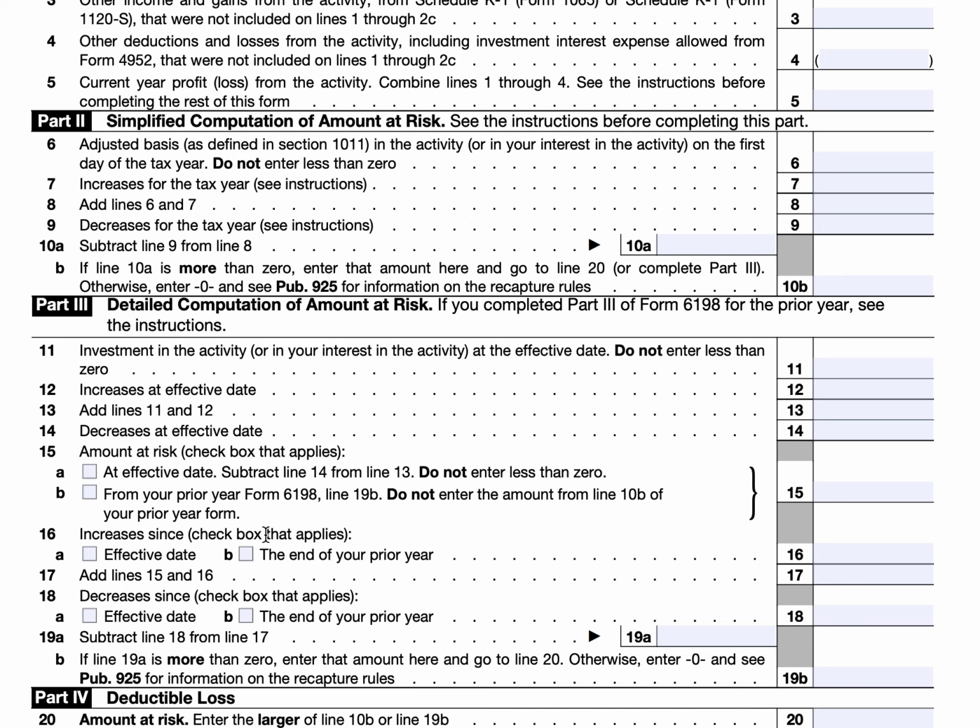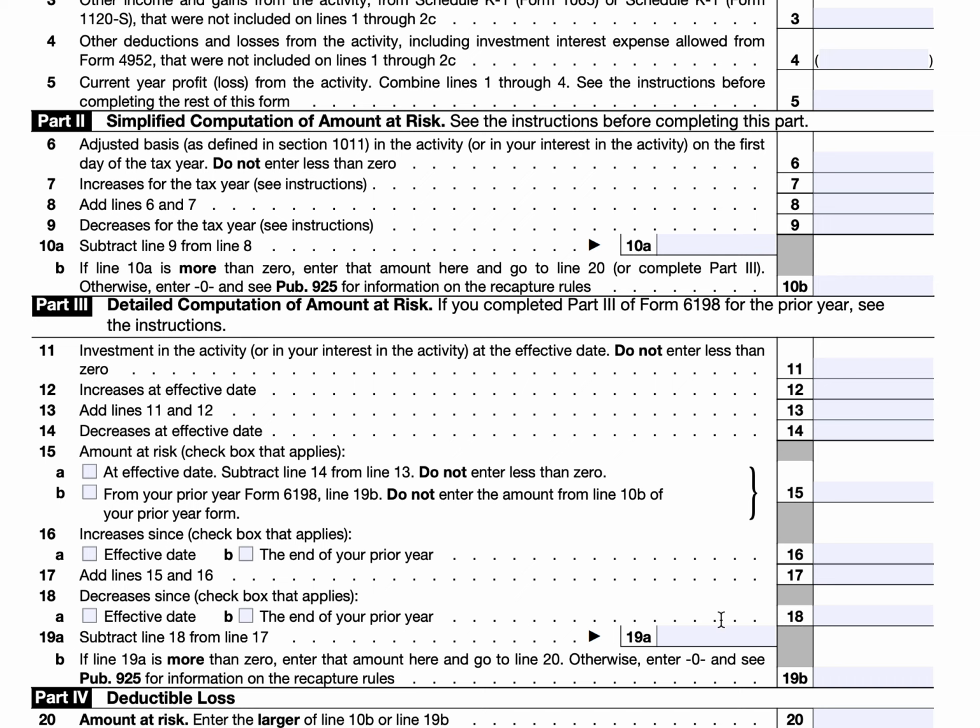6, amounts that you included in income since the effective date because your amount at risk was less than 0. 7, all money from outside the activity used since the effective date to repay any loans. 8, a percentage depletion deducted in excess of the adjusted basis. And then finally 9, if you're an S corporation shareholder, then you enter the loans that you've made since the effective date. So in line 17, you'll add all of these lines.